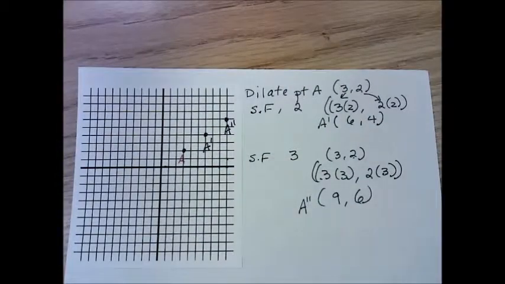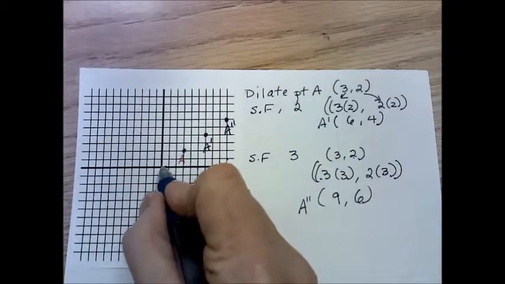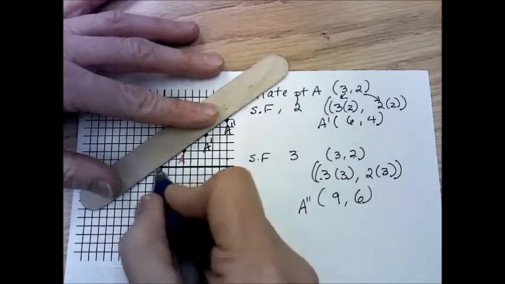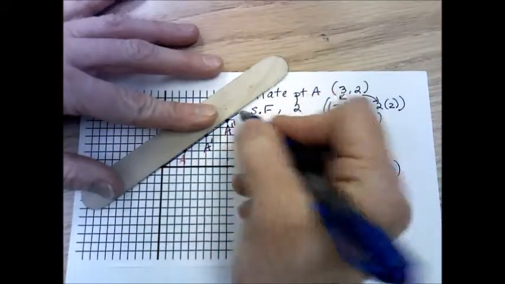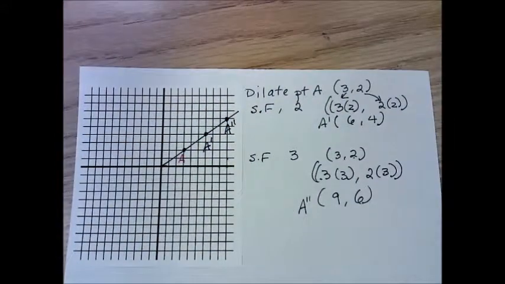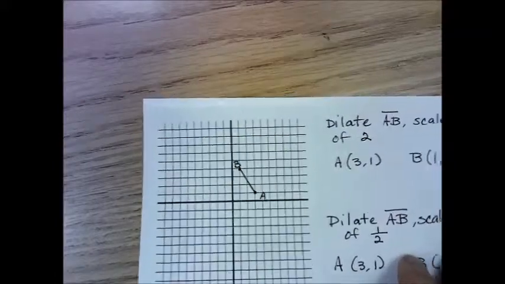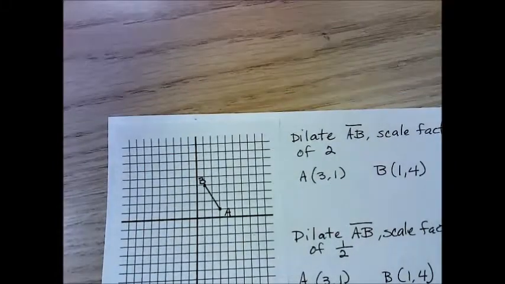And what's kind of neat about this is if you connect from the origin, every one of those new vertices can be connected through the same line. It's like a ray going out from the origin there. All right, next. Let's go ahead and dilate a line. So we did a point. Now let's try dilating a line.